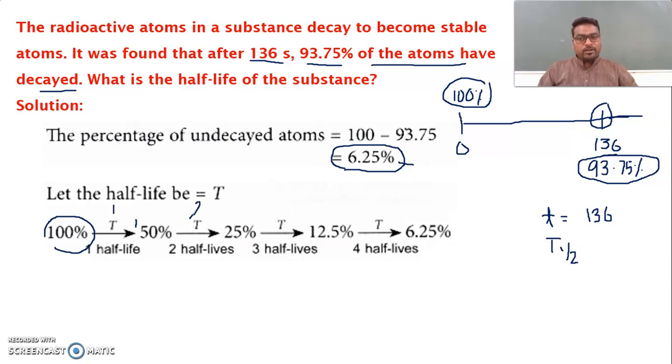Then after the second half-life, 50% becomes 25%. Then it continues the disintegration, the decay process, and meets the third half-life. After the third half-life, 25%, what is half of 25%? 12.5%. Then after the fourth, this 12.5% becomes 6.25%. So after 4 half-lives, what is the number of half-lives?